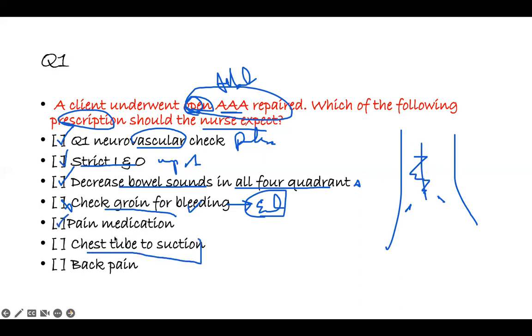Chest tube to suction. This is a tricky one. Even though it's an aneurysm, it's not thoracic. If it said thoracic, yes, that's when you need a chest tube. So you don't need a chest tube. Back pain. They shouldn't have back pain. If they have back pain, that means they're leaking. So this is a tricky one. So the answer is 1, 2, 3, and 5.